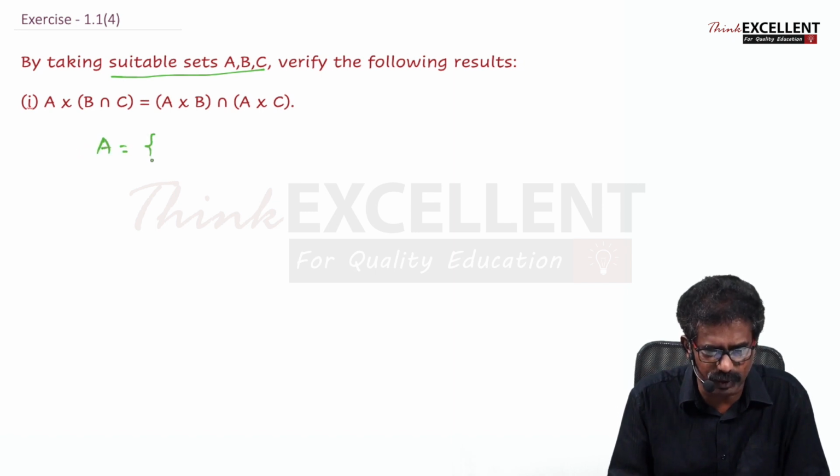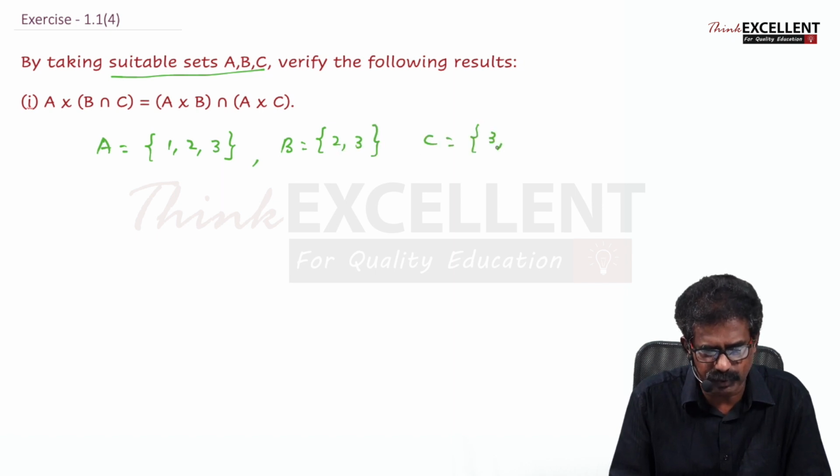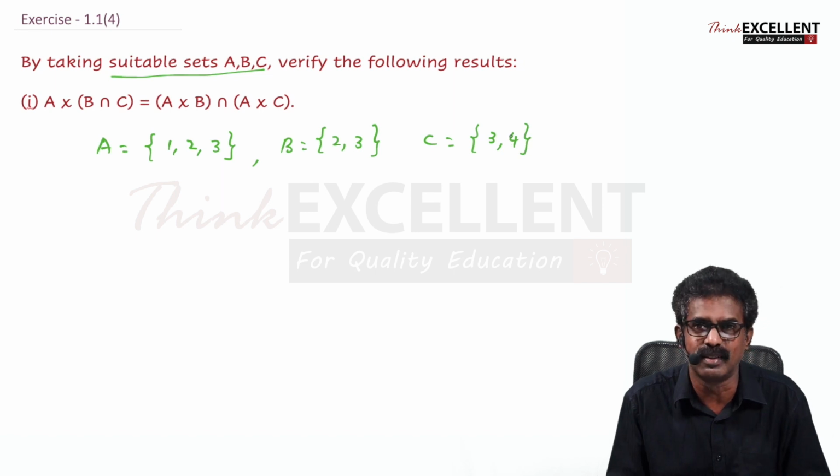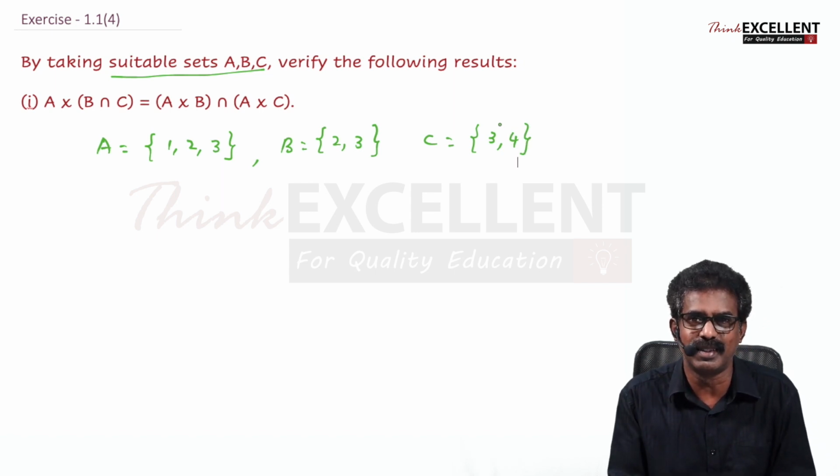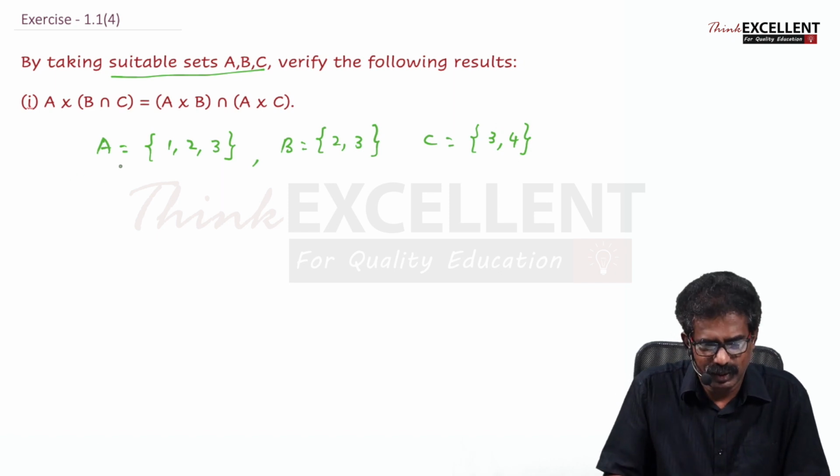I'm taking A equal to {1, 2, 3}. Three sets we want, right? B I'm taking {2, 3}. C I'm taking {3, 4}. At least a few elements you write. Don't take one element. That is also correct, because they said take any suitable set, but at least two or three elements you take. So A, B, C. Now we find LHS.